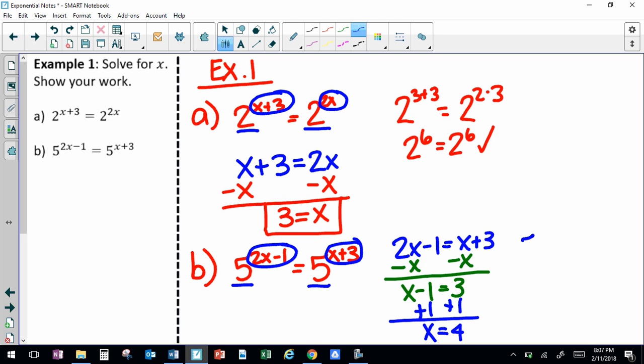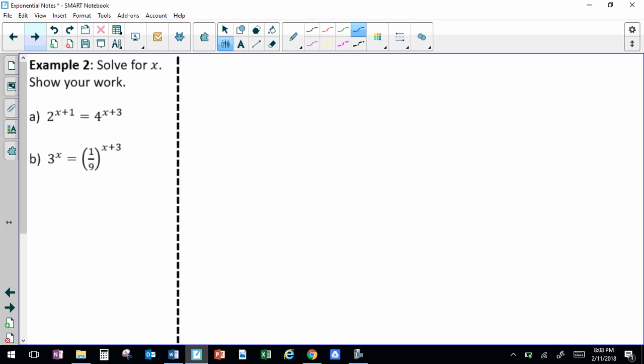So double check. 5 to the 2 times 4 minus 1. We're seeing if that equals 5 to the 4 plus 3. 2 times 4 is 8, minus 1 is 7. 4 plus 3 is 7. 5 to the 7th on both sides checks. So x equals 4 is correct. Okay, so those are the easiest ones, when they already give you the same base on both sides. If you have the same base on both sides, then you set the exponents equal to each other and then solve. Okay. All right, let's move on to example 2.